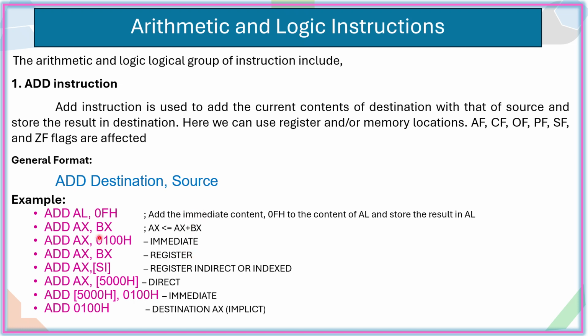either set or reset. Again, in this second example, we'll have the content in BX and AX, and the two contents are summed up, and the final result will be stored in the AX. So these are the different examples. I've also mentioned what type of addressing modes they are. For example, here 5000 is an address, and the content in this address will be summed up with the content in the AX, and the final result will be available in the AX. And this immediate data 0100 will be added with the content in this 5000H, and that will be stored in the 5000H itself.